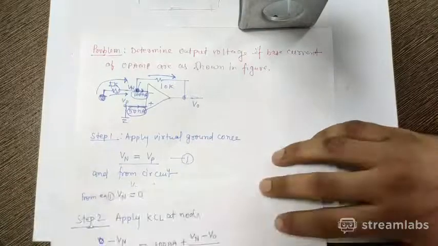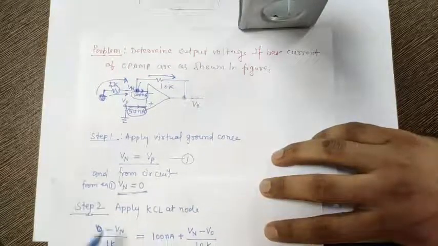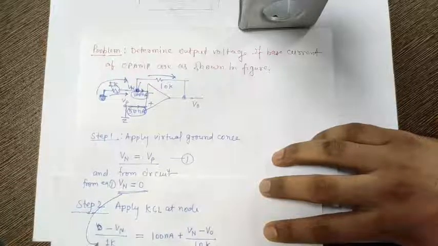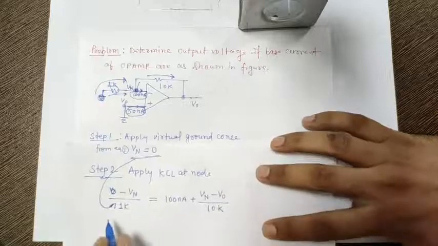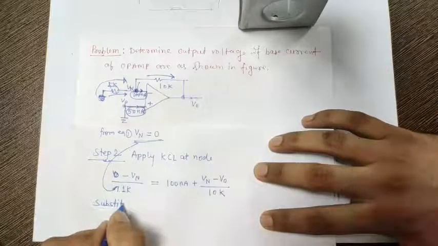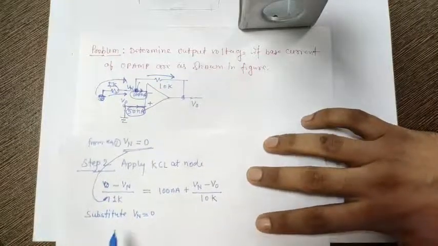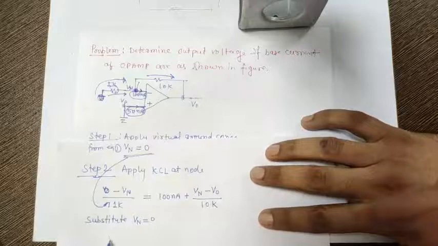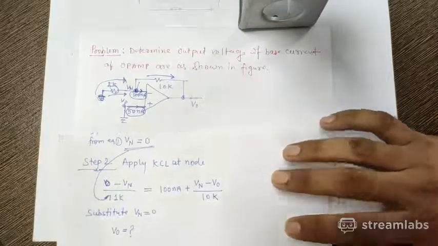Here we have seen that Vn is 0. So you have to now substitute Vn equal to 0 in this equation. So substitute Vn equal to 0, then tell me the answer. Just solve this equation and tell me the output voltage.